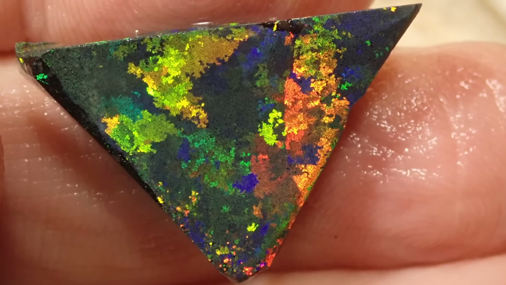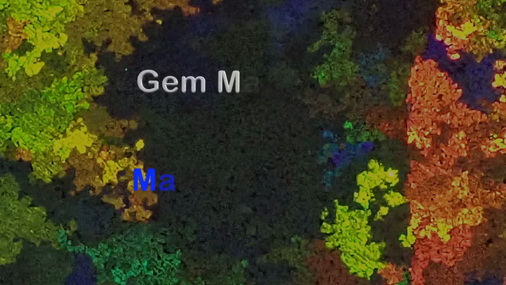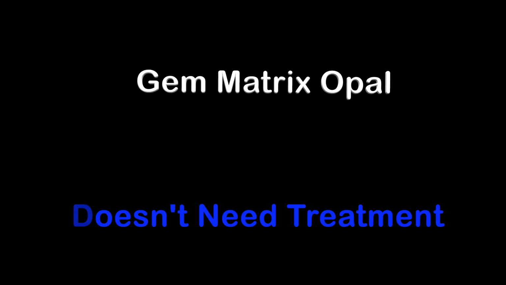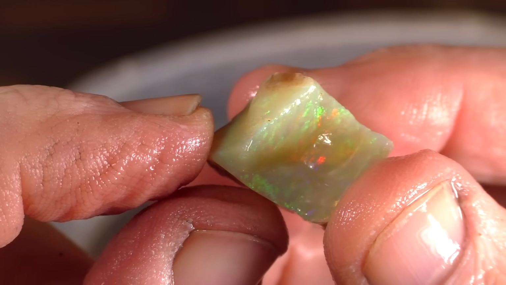What I believe is happening is that matrix opal forms within sedimentary rock, sandstone, and these particles of color opal form actually between grains of sand or clay. And that's why they have this irregular appearance. So gem matrix opal is matrix that doesn't need treatment. That's my definition, nobody else's.